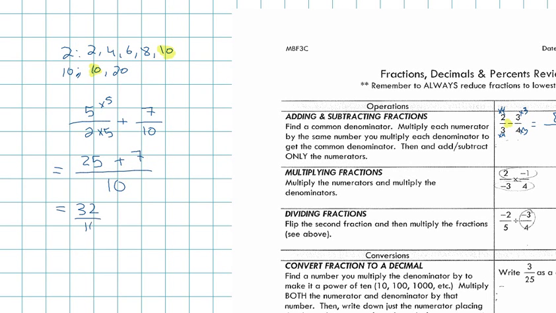Okay? Now when you get your final answer at the end, you also have to look to see if you can simplify, okay? Reduce it, right? Both of them are divisible by 2, right? So to reduce, you divide each by 2, so that's going to be 16 over. That will be your final answer.